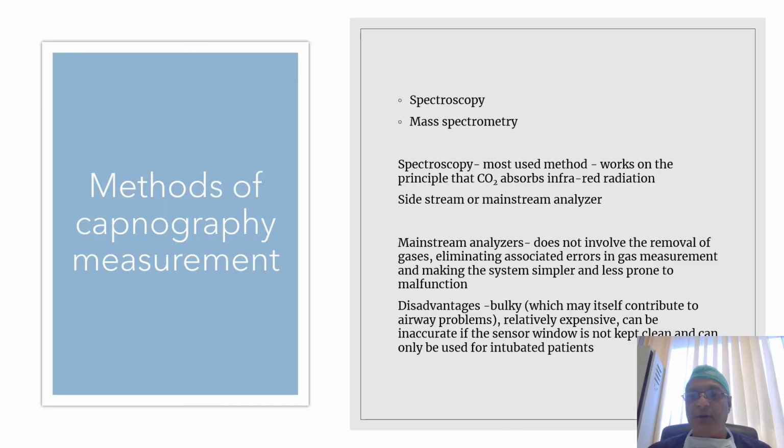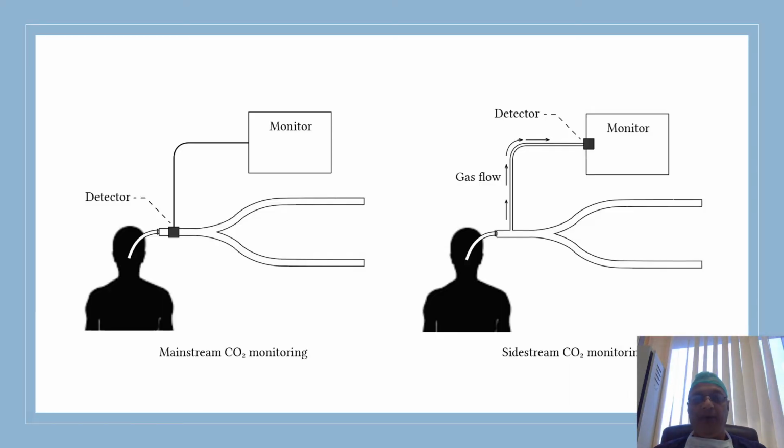The most common method used for capnography measurement is spectroscopy, and it works on the principle that carbon dioxide absorbs infrared radiation. There are two types of analyzer for spectroscopic measurement: one is sidestream and another is mainstream. Here you can see in mainstream CO2 monitoring, the detector is placed in the main tubing, while in sidestream CO2 monitoring, the detector and main tubing are connected with a separate tubing, and that's why it is known as sidestream CO2 monitoring.